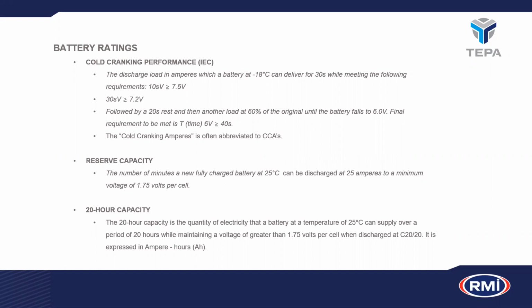Then the 20-hour capacity is the same thing: how long it can maintain a voltage of greater than 1.7 volts, and that's expressed in amp hours. So that's just a quick explanation of the different ratings across batteries.